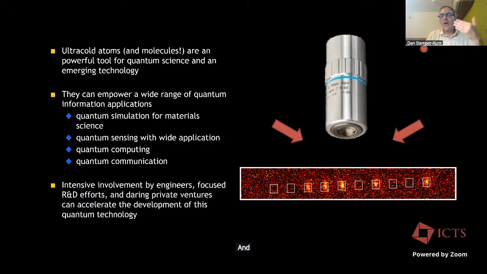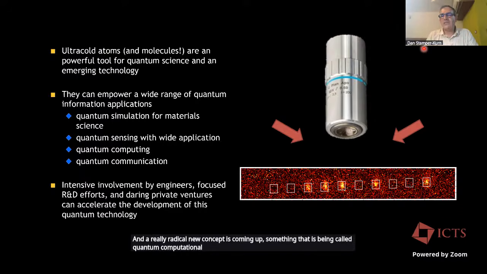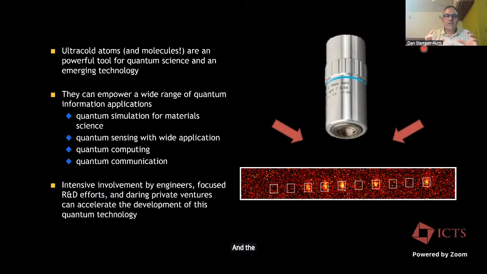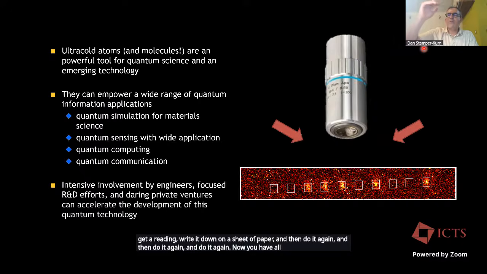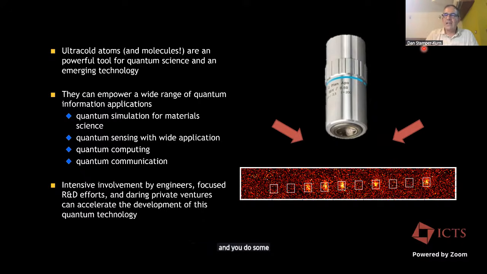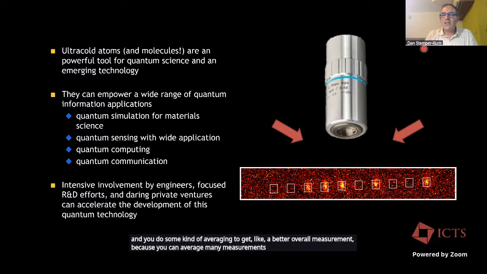And a really radical new concept is coming up, something that is being called quantum computational sensing. The idea is, the old way of running a quantum sensor is to get a sensor, operate it, get a reading, write it down on a sheet of paper, and then do it again, and do it again, do it again. Now you have all these numbers on your paper, and you do some kind of averaging to get a better overall measurement, because you can average many measurements together.